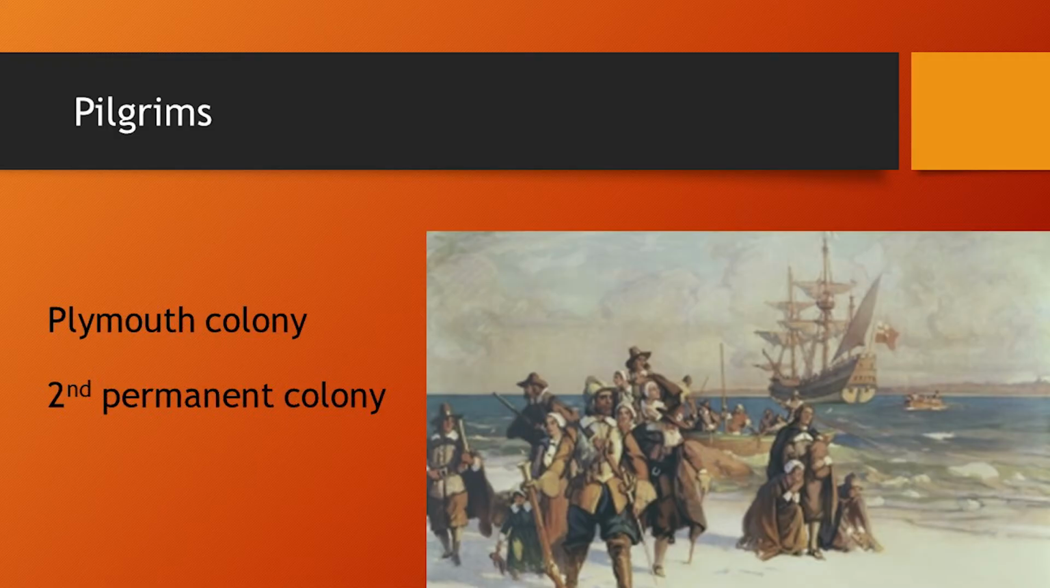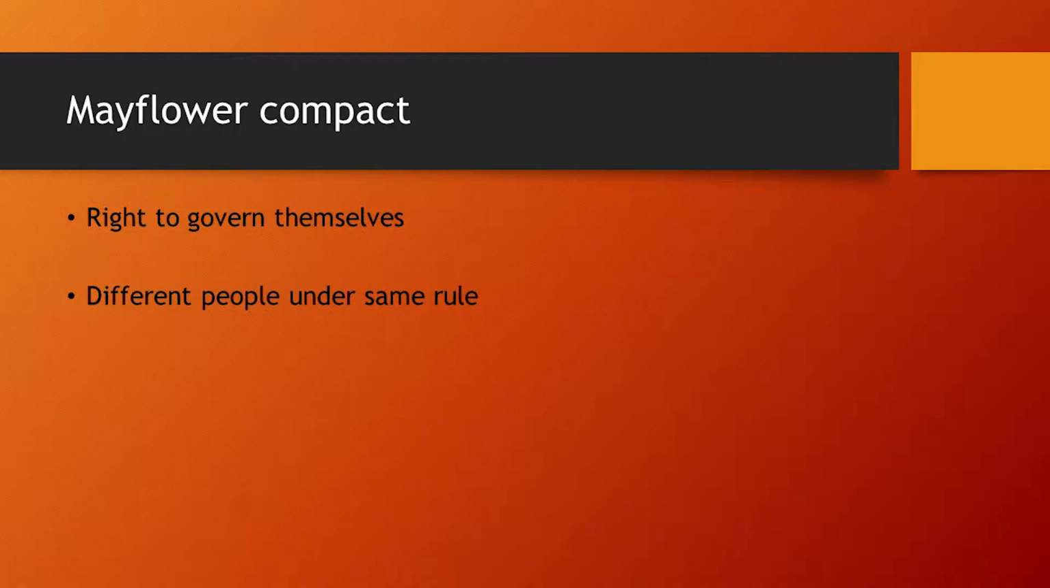Pilgrims, this is the second permanent colony. The first permanent colony was what? Jamestown. Excellent job, okay? Excellent. Jamestown, first permanent colony.